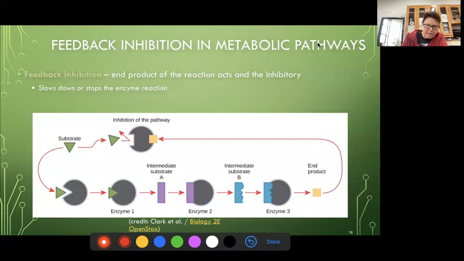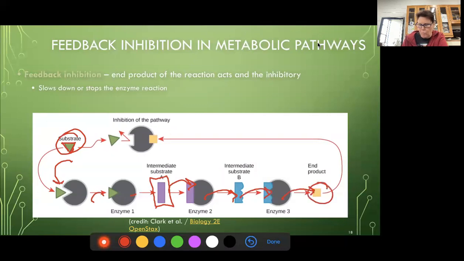And so if we start here with our inhibition, we're going to start with our substrate, which is our green triangle. It binds to our enzyme, and our enzyme is going to change it to this purple rectangle. The purple rectangle binds to another enzyme and it gets its shape changed to this blue shape, I don't know what you would want to call it. And then that binds to the next enzyme and that changes it to the square. And the square may say, you know what, we have enough yellow squares, and so we don't need to continue this process. And so this is called feedback inhibition.